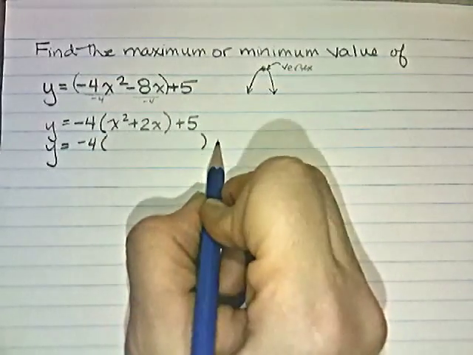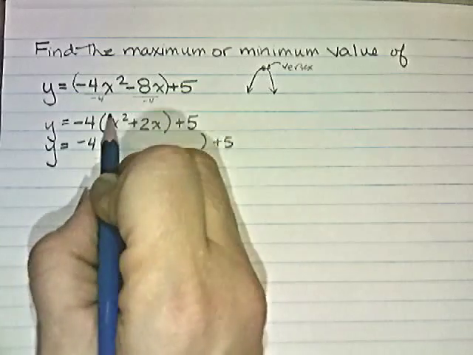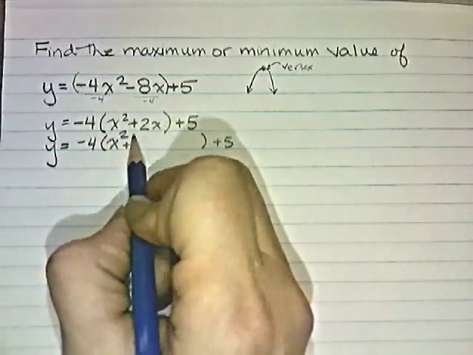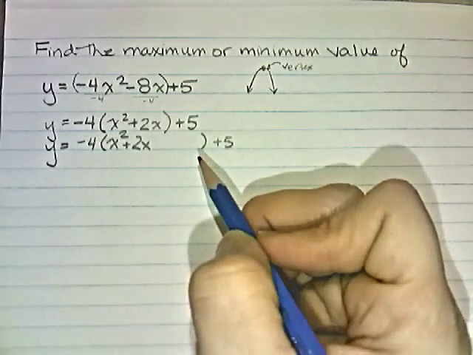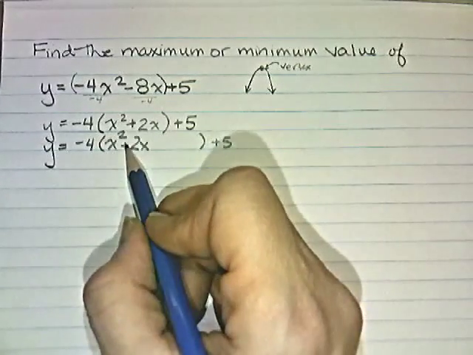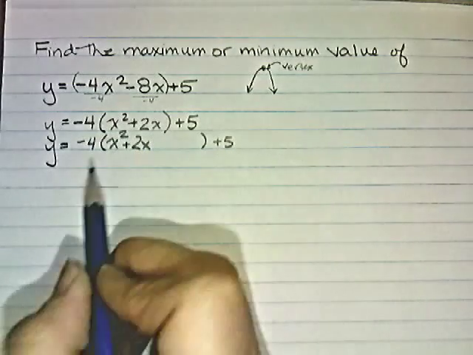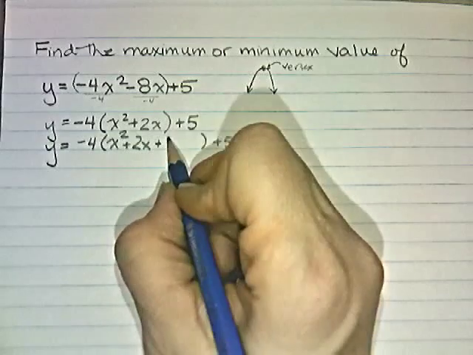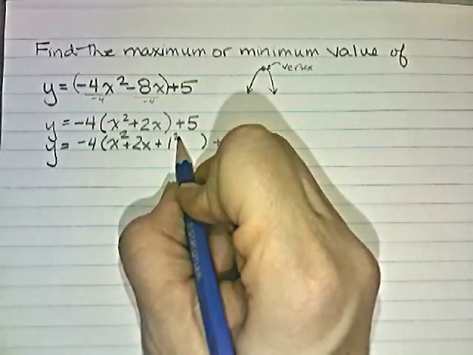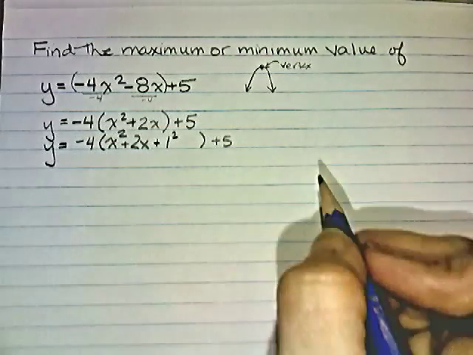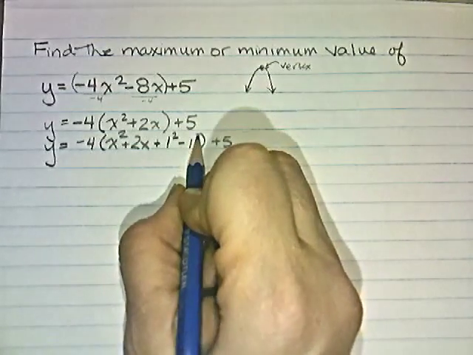Then what I want to do is I want to force this to be a perfect square. Right now it's not. And I always ask myself two questions. I look at this term here and I ask myself, what's half of that? Well, half of 2 is 1. I'm going to add that 1 in that is squared. But now I've just changed the value of the whole equation, so I need to subtract it out again.